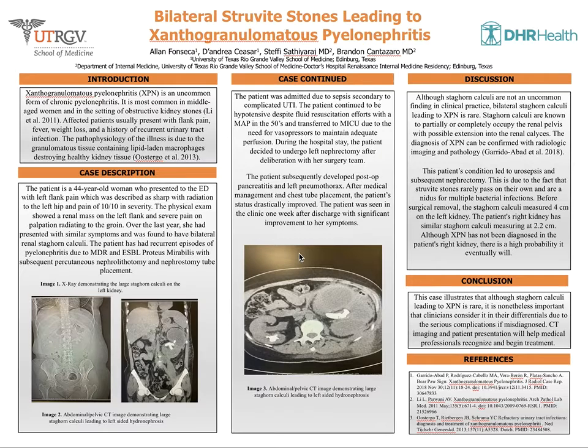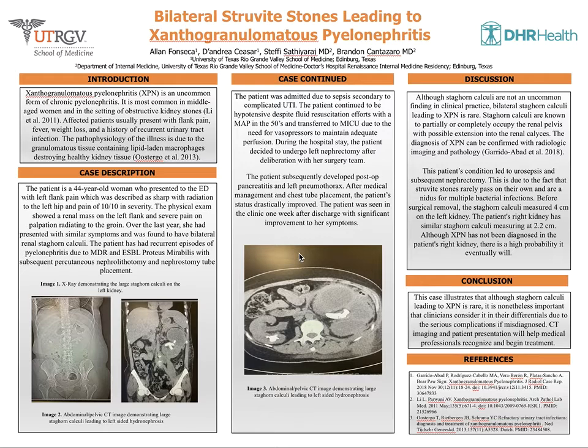As we can tell here, we have another CT image demonstrating large bilateral staghorn calculi and again left-sided hydronephrosis. You can see both staghorn calculi on this image. For discussion, although staghorn calculi are not an uncommon finding in clinical practice, bilateral staghorn calculi leading to XPN is rare. Staghorn calculi are known to partially or completely occupy the renal pelvis, with possible extension into the renal calyces.